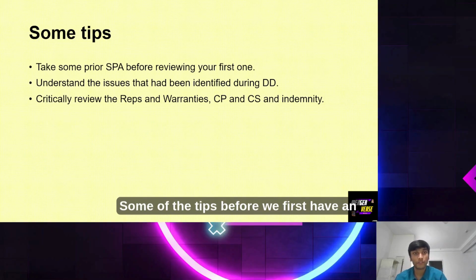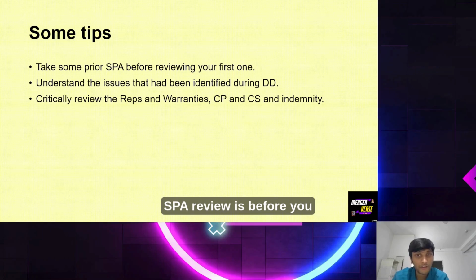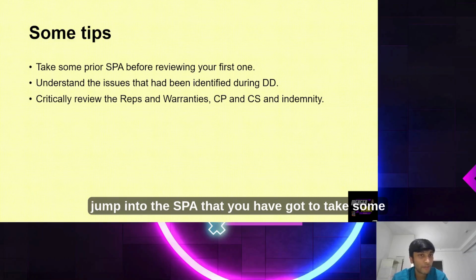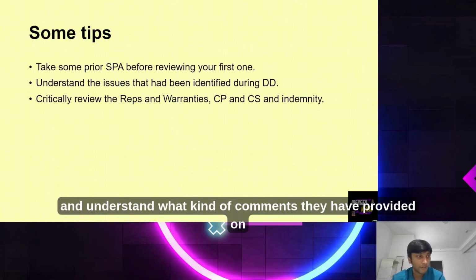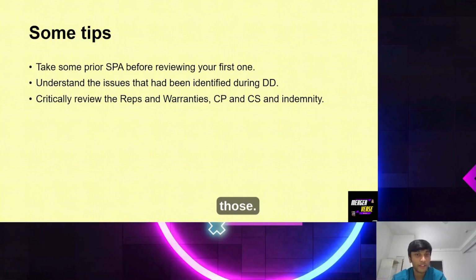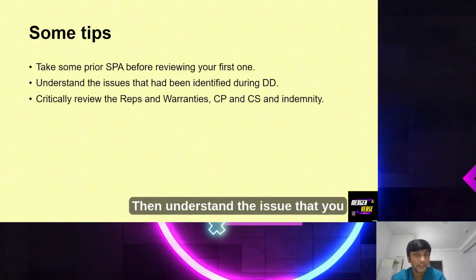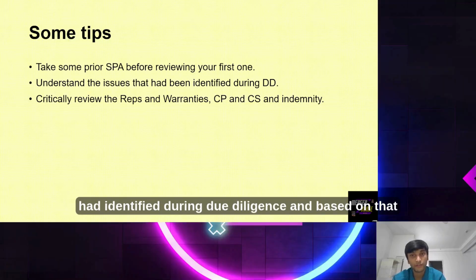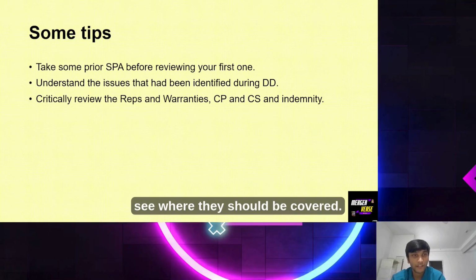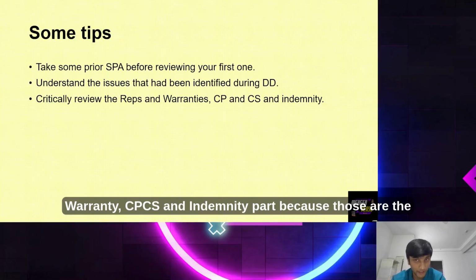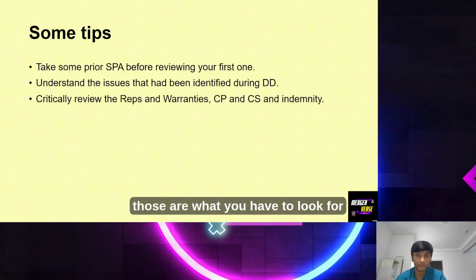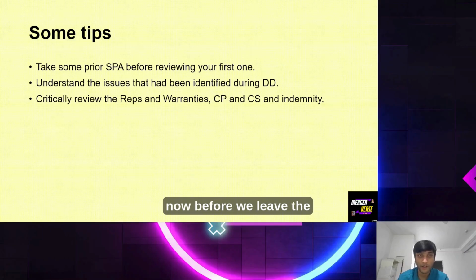So some of the tips before your first ever SPA review is, before you jump into the SPA, you have got to take some prior SPAs that have already been reviewed in your team and understand what kind of comments they have provided on those. Then understand the issues that you had identified during due diligence, and based on that see where they should be covered, and particularly review the representations and warranties, CPs, CSs and indemnity part, because those are what you have to look for.